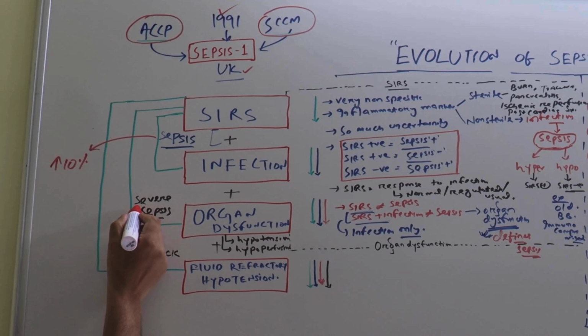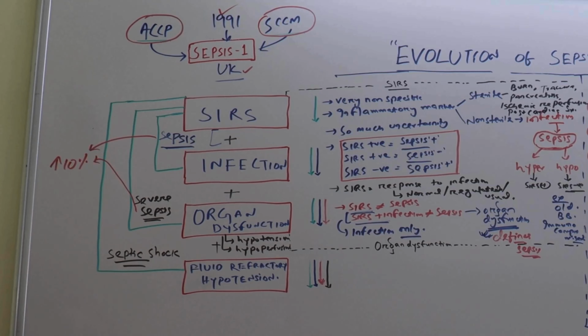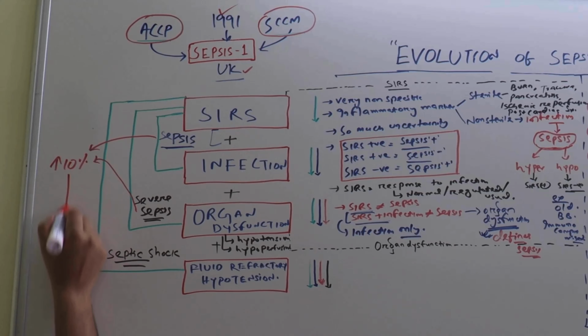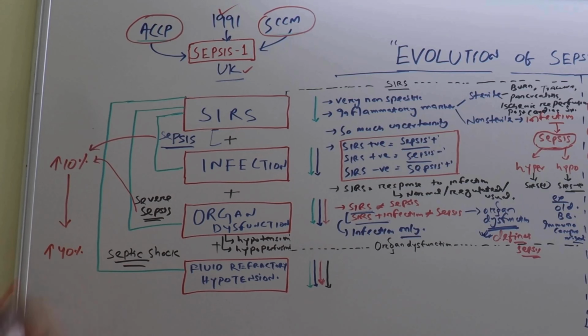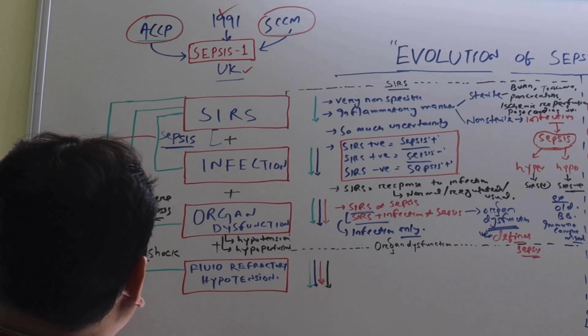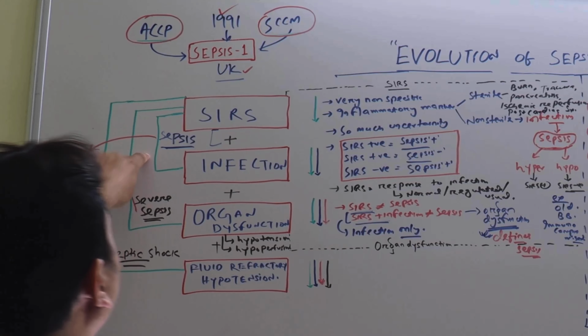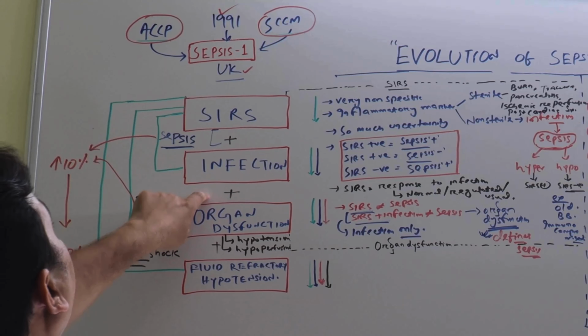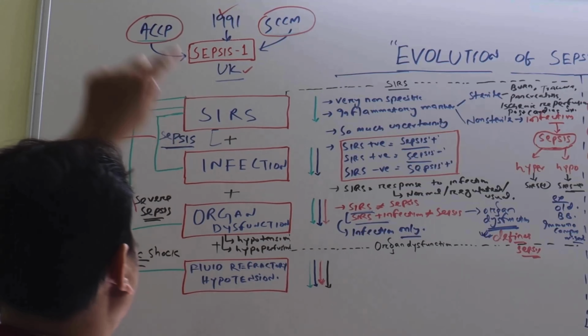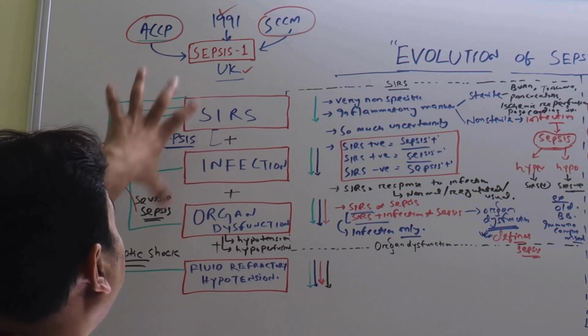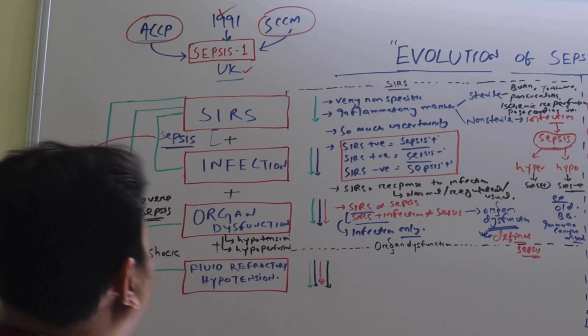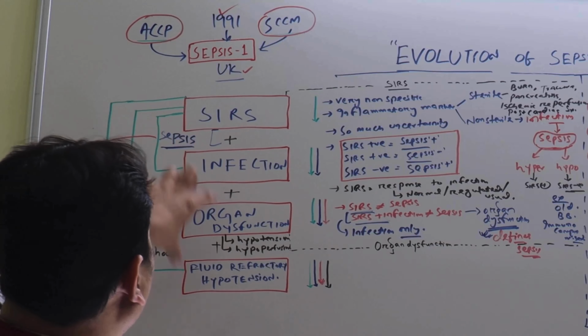Or according to the old definition, this would be severe sepsis. And when severe sepsis goes to septic shock, the mortality increases to 40%. So we are dealing with a very, very severe life-threatening thing that is called sepsis. And to equate sepsis with SIRS plus infection is actually a mockery of the severity of sepsis. That we should avoid. That's why it is completely abandoned right now. Right now, sepsis means organ dysfunction.